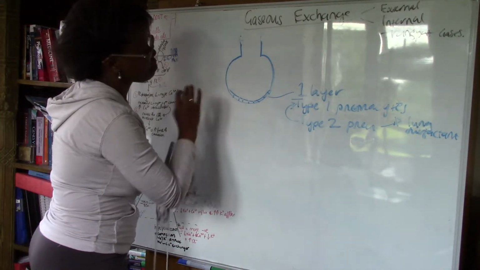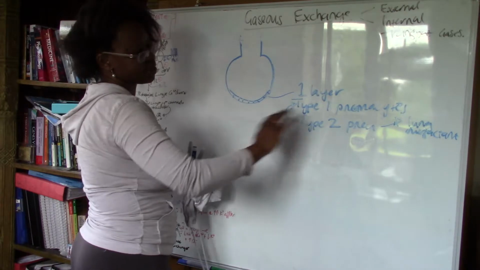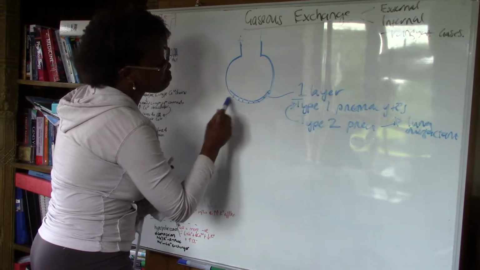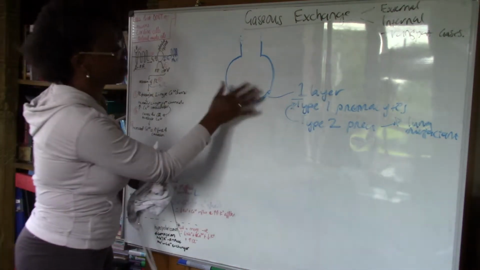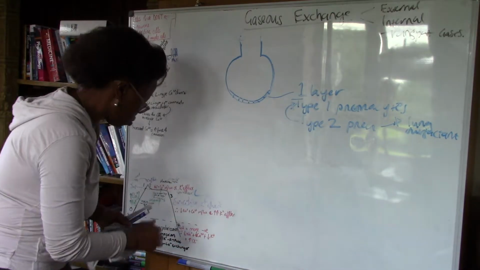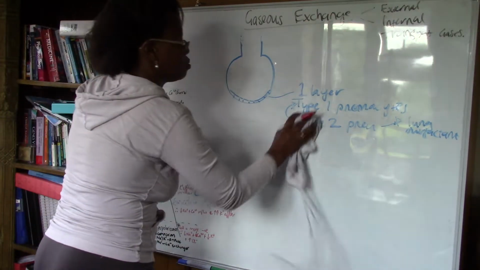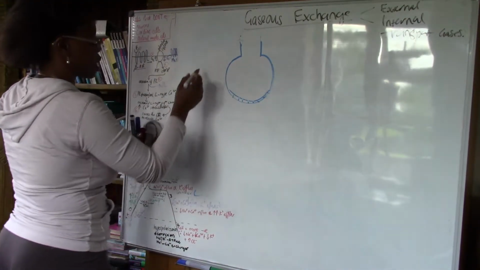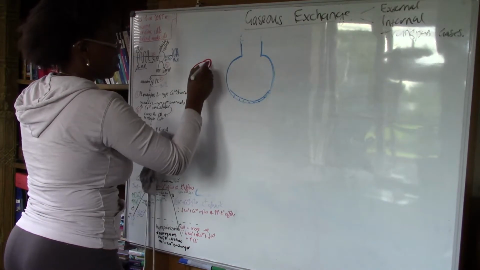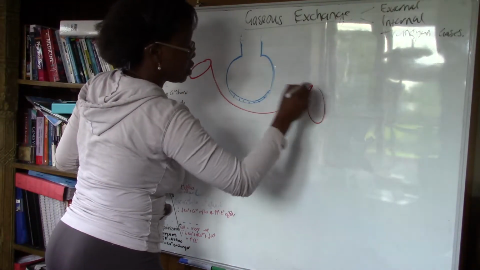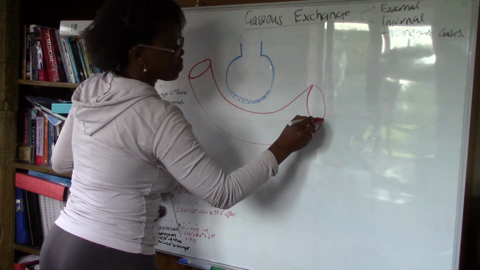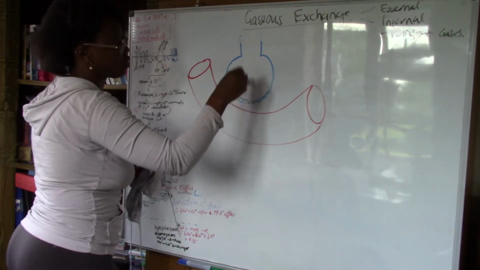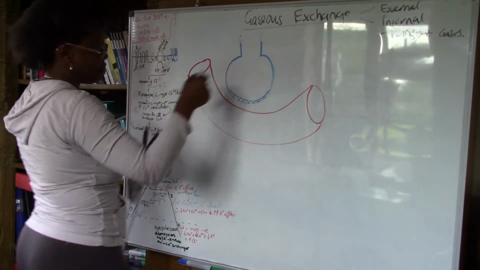The alveolus is made up of a single layer of type 1 pneumocytes, which means it has a very thin surface. The membrane that is close to the capillary is quite thin, and its thinness allows for easy transfer of gases between the alveolus and the capillary.